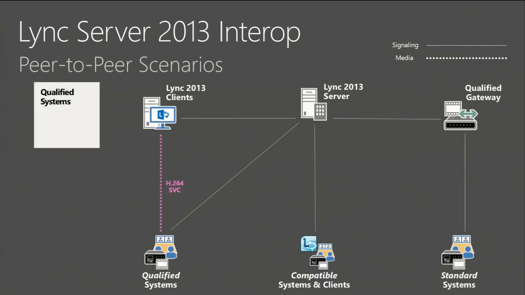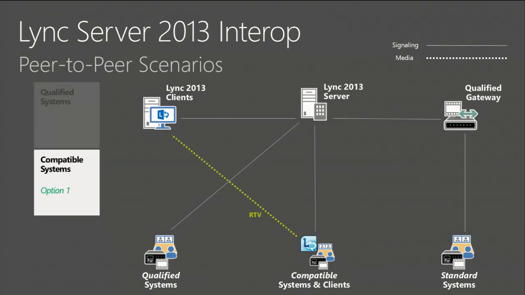So first, qualified system, point-to-point, super easy. We do H.264 SVC between them, no problem. This acts as if it was Link. The compatible system, multiple options. Of course, we can do real-time video, RTV, because those support RTV, and this has RTV as backwards compatibility. Or if they have implemented H.264 AVC, we can also do H.264 AVC. Typically, that's the case as well. There are some pros and cons on either side. We'll be able to support higher resolution on the H.264 AVC, in particular, full HD.